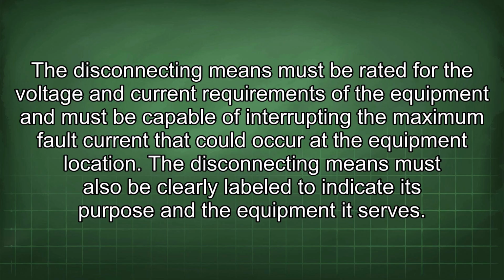The disconnecting means must be rated for the voltage and current requirements of the equipment and must be capable of interrupting the maximum fault current that could occur at the equipment location. The disconnecting means must also be clearly labeled to indicate its purpose and the equipment it serves.